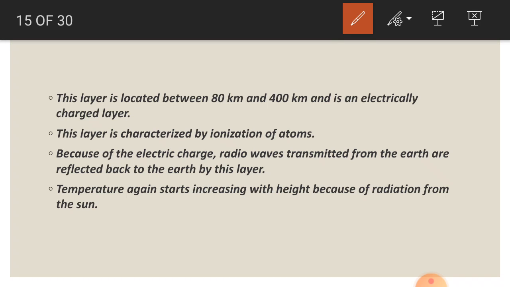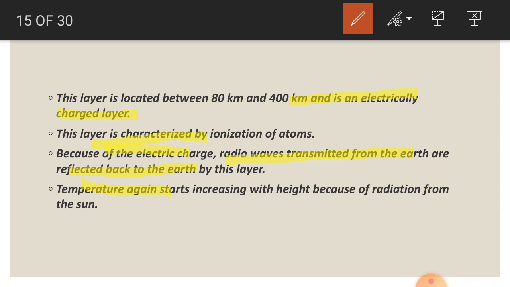This layer is located between 80 km and 400 km, and it is an electronically charged layer. So this ionosphere is electronically charged, and it is this free flow of electrons which deflects the radio waves. This layer is characterized by ionization of atoms. Because of the electric charge, radio waves transmitted from the earth are reflected back to the earth by this layer. So because of this electric charge, the deflection takes place.